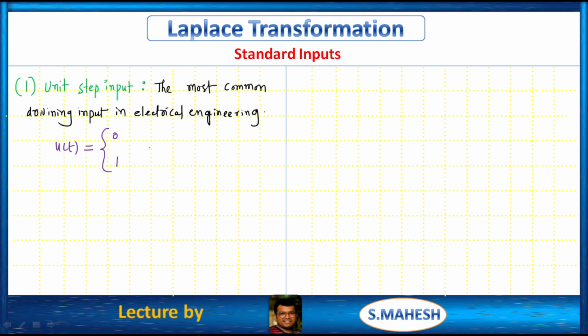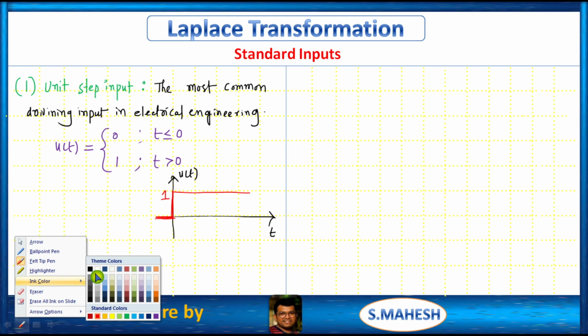So 0 and 1. When t is less than or equal to 0, it is 0. When t is more than 0, the value should be equal to 1. That is, we can say that, let us say this is t, this is u of t. For this, the value should be equal to 1. That's why it's said to be unit step function, right?